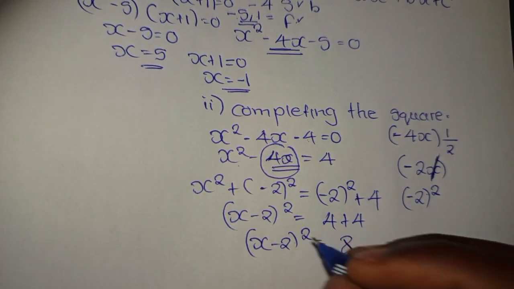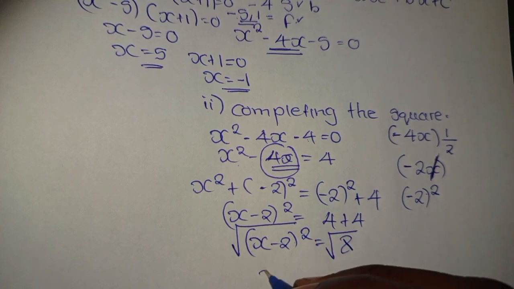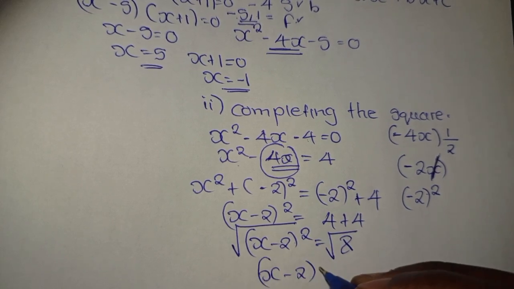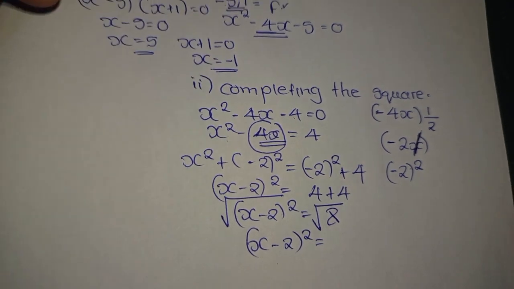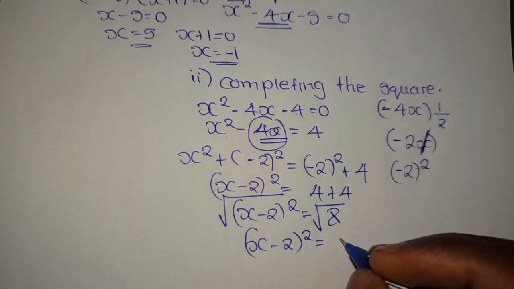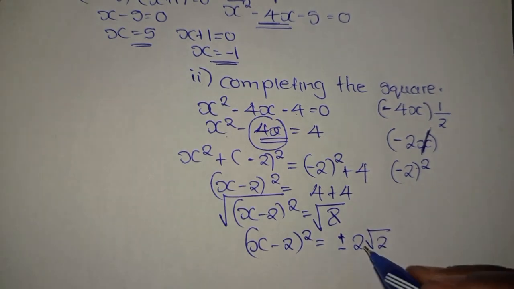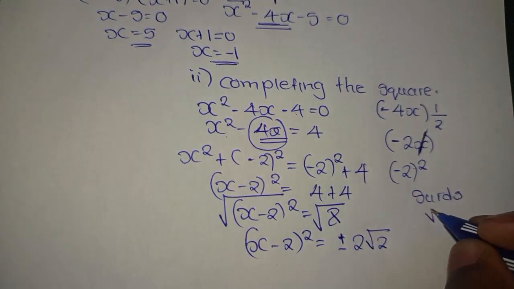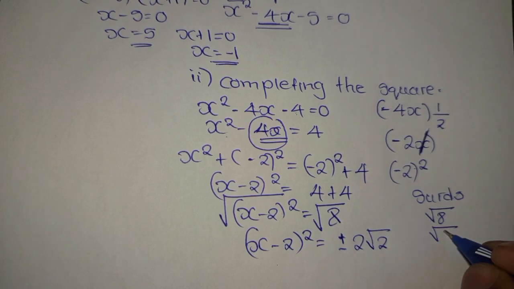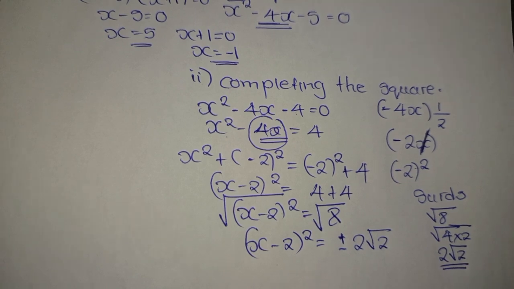And you know for sure that for you to remove this square, you introduce what is referred to as the square root. So you have x minus 2 squared is equal to, you know that the square root of 8 is basically positive or negative 2 the root of 2. So this is the square root of 8. Remember under sets and rationalization, where 8 is the same as 4 times 2, and the root of 4 is 2. So the root of 8 is 2 the root of 2.